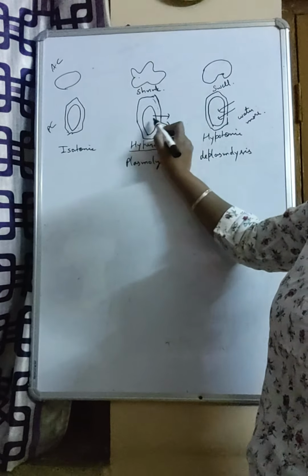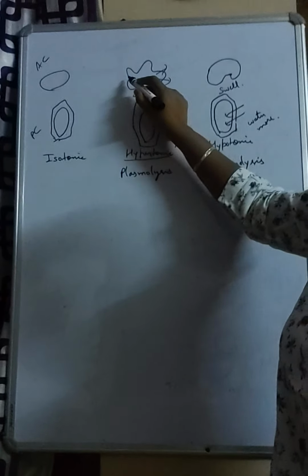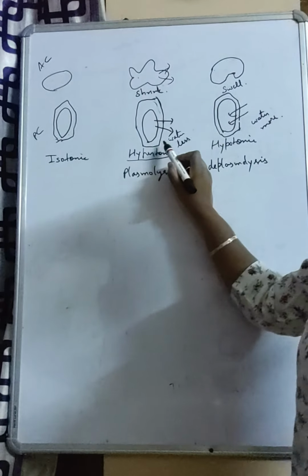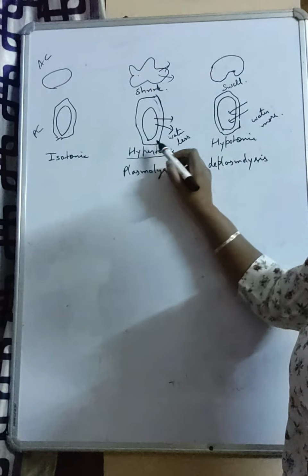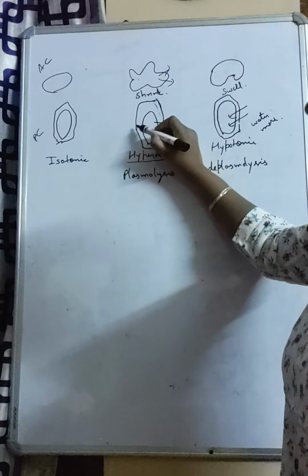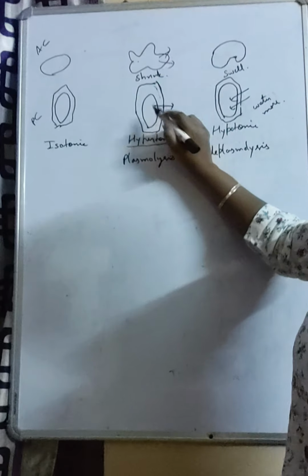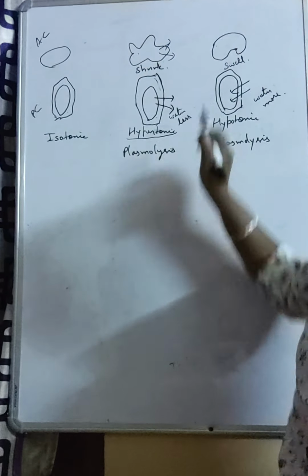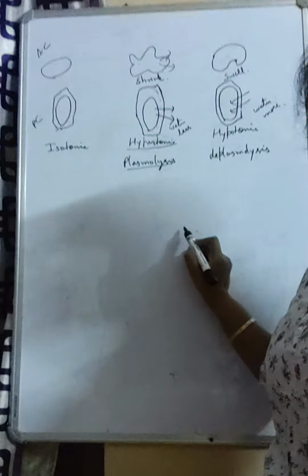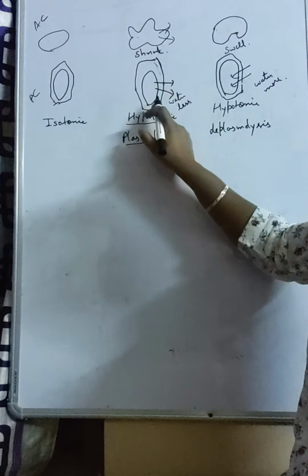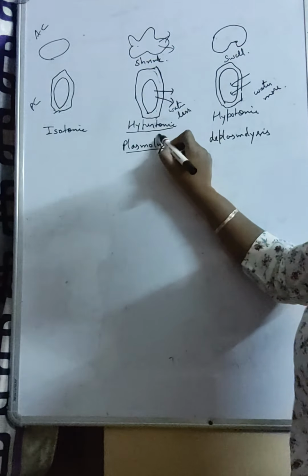So water from inside moves outside. In case of animal cell, we'll see the cell will shrink because it does not have a cell wall. In case of plant, what will happen? The cell wall will remain as such, it is rigid, but the plasma membrane together with the cytoplasmic content will shrink. This process is called plasmolysis. Plasmolysis is the shrinking of plasma membrane together with the cytoplasmic content when the cell is placed in hypertonic solution.